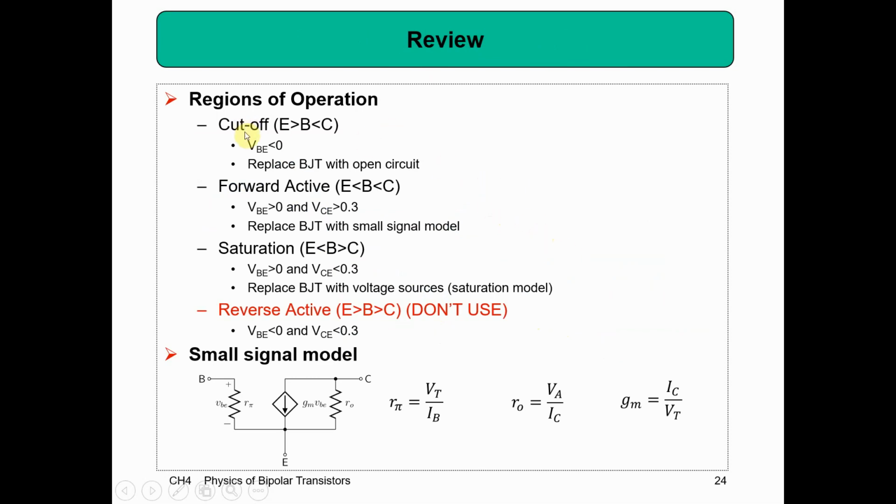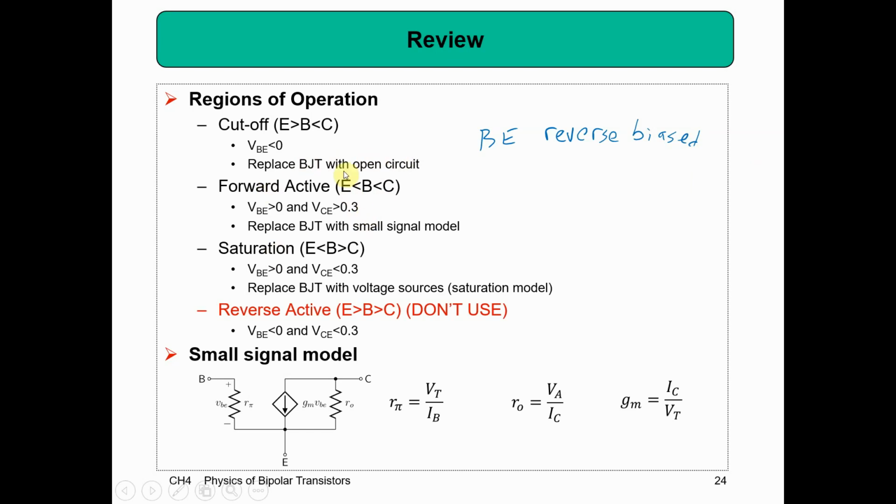So we have basically 4 regions of operation. The first one is cutoff. Cutoff is when my base emitter junction is off, so the base emitter diode is reverse biased. In that case, it's basically just an open circuit. There's no current flow at all.